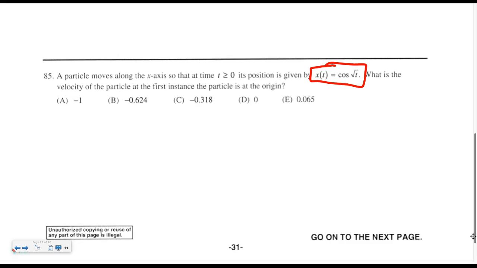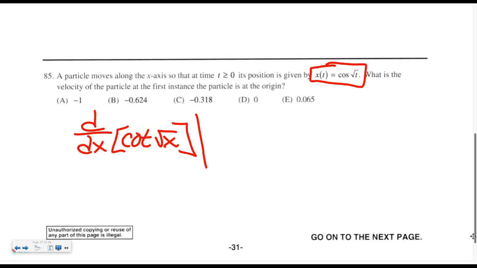What is the velocity of the particle? Remember, velocity is the derivative of position. So I need to do the derivative with respect to x of cosine of root x, right? At the minute when the particle is first at the origin.